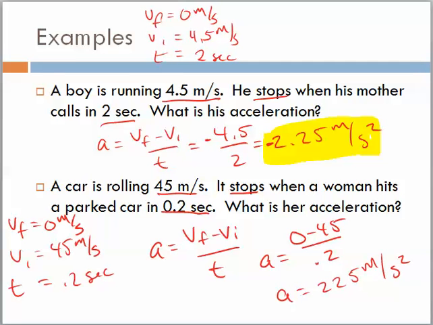As you can see here, I went ahead and worked it out. 0 in for the final velocity, 45 in for the initial, divided by 0.2, and we got an answer of 225 meters per second squared. And again, it would be negative. So this person's car slowed down incredibly fast.